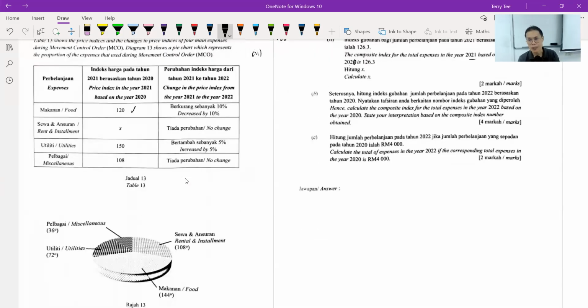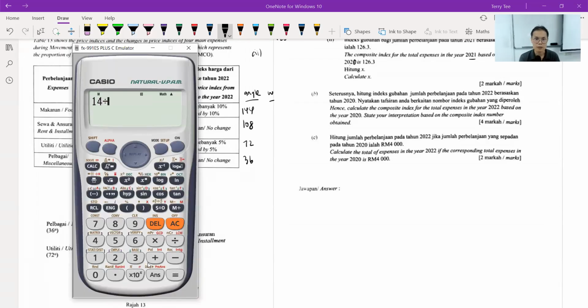Remember, composite index, you have to take the index multiplied with its respective weightages. So your weightages right here is given in the form of angle. So I'm going to put a W for, okay, maybe I put angle here. This is your angle. Okay, for food is 144. For rental and installments 108. For utilities is 72. For miscellaneous is 36. Now notice all this can be divided by 36. So if you're not sure, just use your calculator. 144 divide 36, you should get 4.